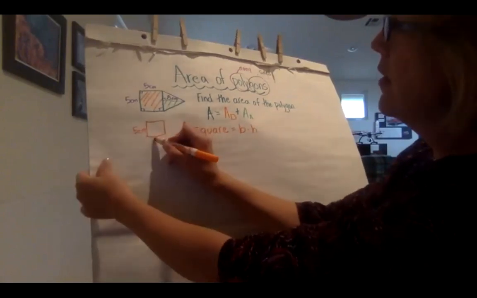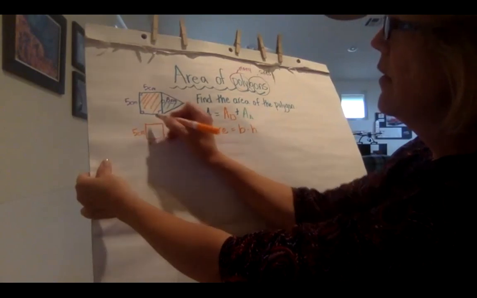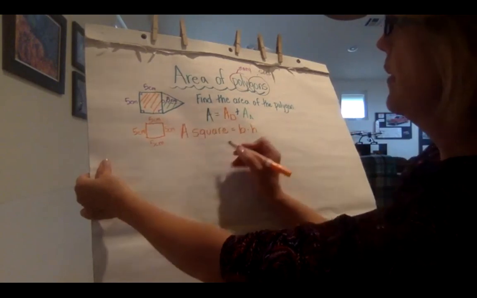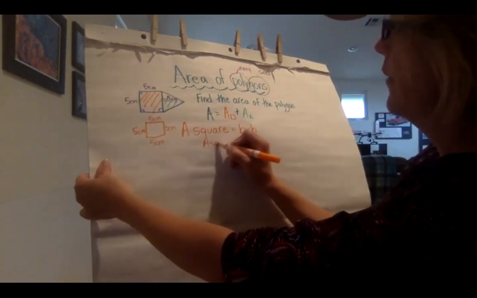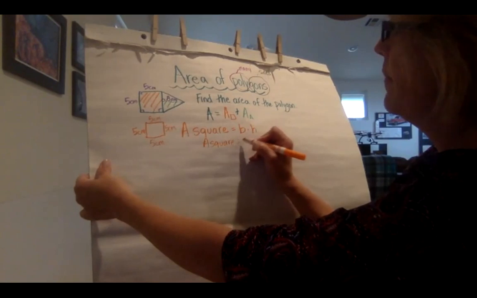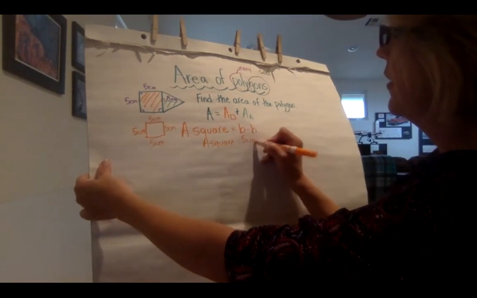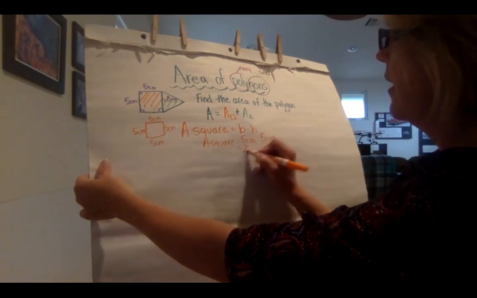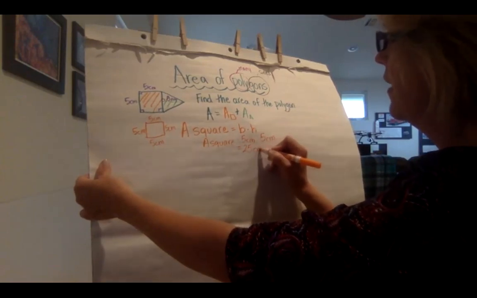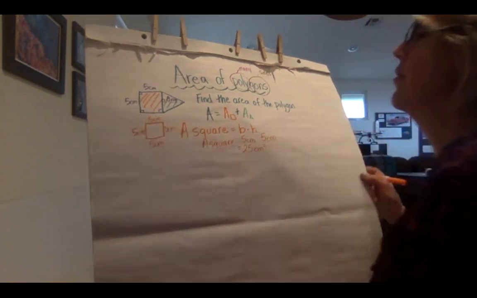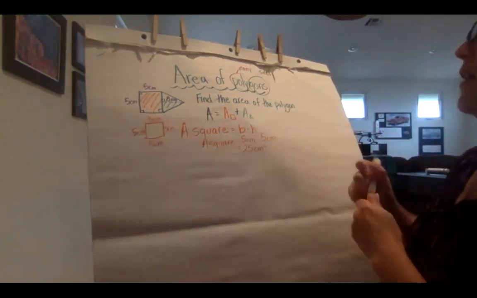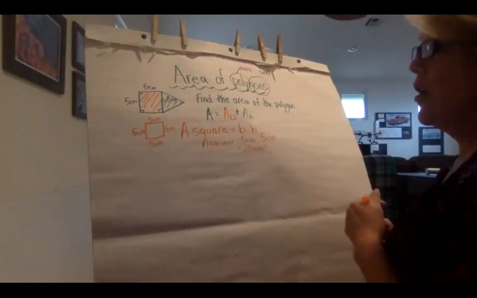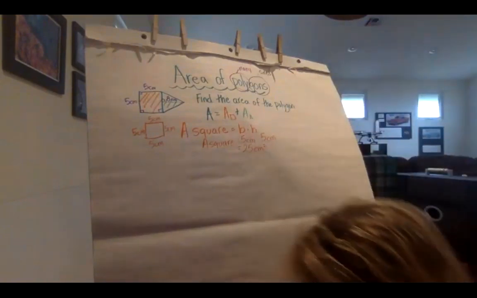One of the things I notice about a square is that all of the sides are the same. So for the area of the square, it is the base, which is 5 centimeters, times the height, which is 5 centimeters. And together that makes 25 centimeters squared, or we could say centimeters to the second power, because the problem says find the area of the polygon in square centimeters. So that's the area of the square.